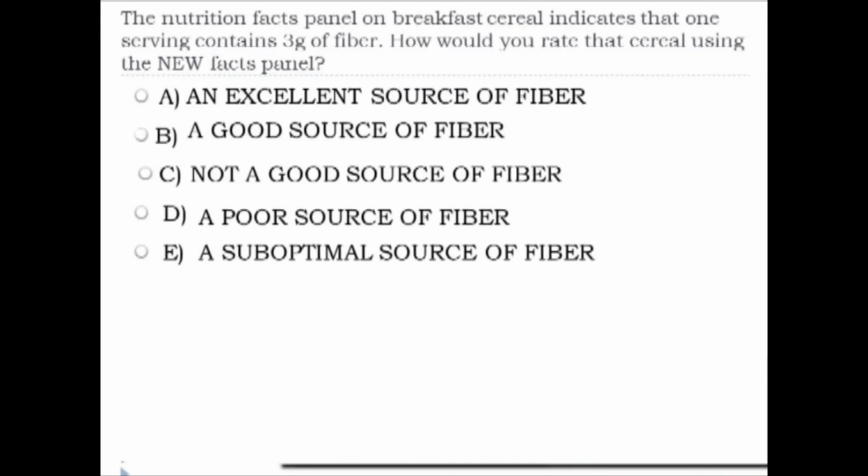Here's an interesting assessment question regarding fiber. The Nutrition Facts panel on breakfast cereals indicates that one serving contains 3 grams of fiber. How would you rate that cereal based on our standard understanding of how to interpret the Facts panel? You'll recall that the new daily value for the new Facts panel is 28 grams. So 3 divided by 28 times 100 gives us approximately 11%. So this is considered a good source of fiber because it's between 10 and 19.9% of the daily value.